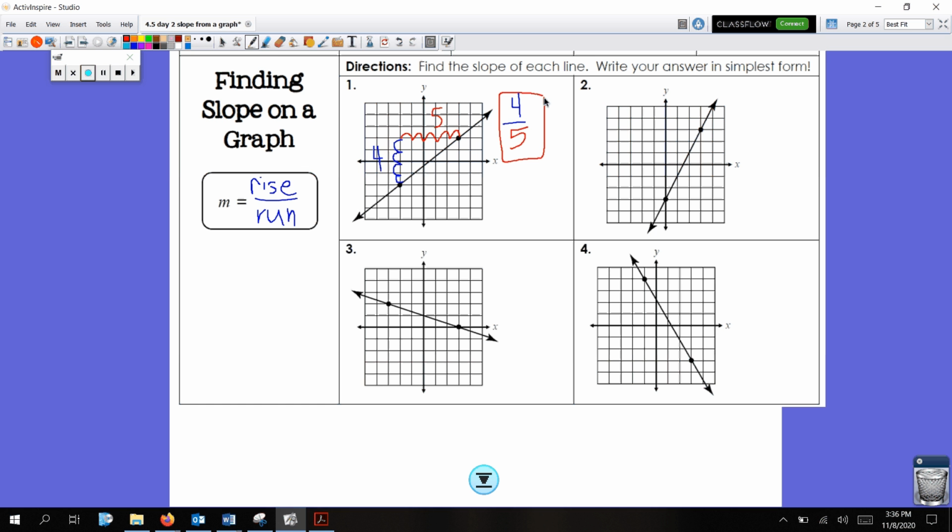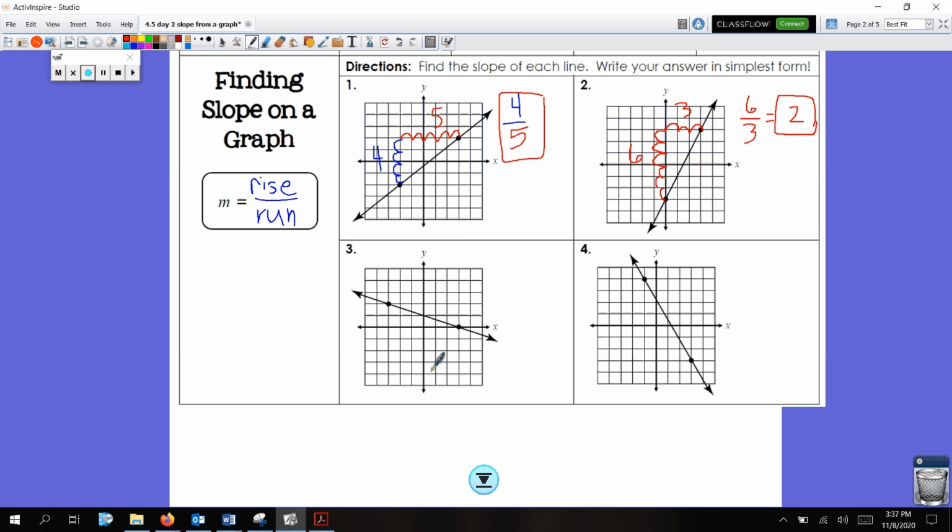All right, let's take a look at number 2. Let's count our vertical rise. So we start at the lowest point. 1, 2, 3, 4, 5, 6. That's my rise, over my run. 1, 2, 3. 6 over 3 can, in fact, reduce to 2 over 1, or just 2. So this line in example 2 has a slope of positive 2. All right, so both 1 and 2 were both positive slopes. Let's look and see what happens when we have negative slopes.